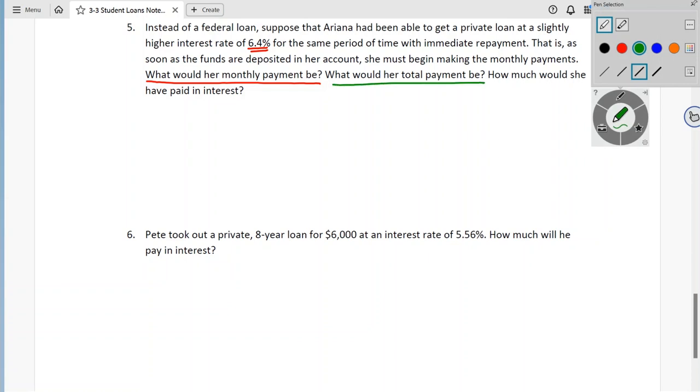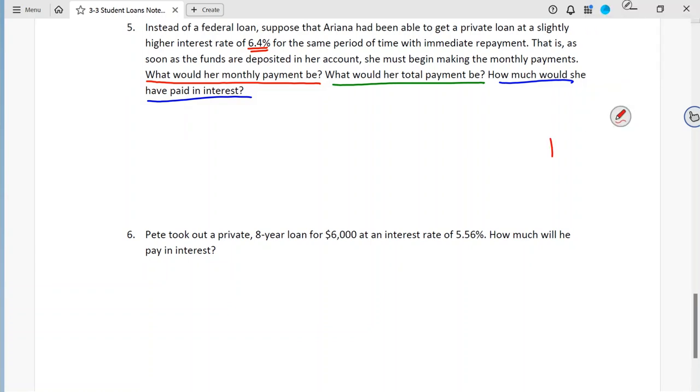And how much would she have paid in interest? That's the third question. So make sure we get all 3 of those questions being answered. Okay, I want to match the first color.